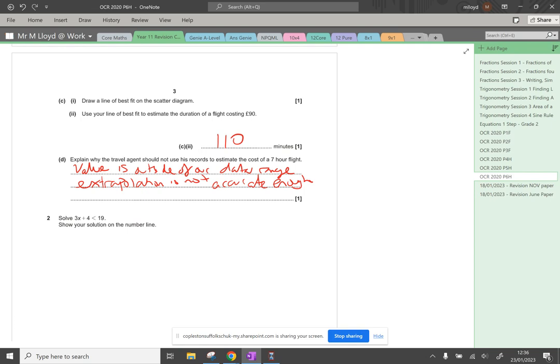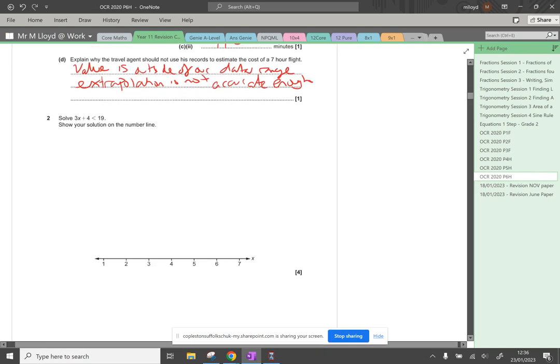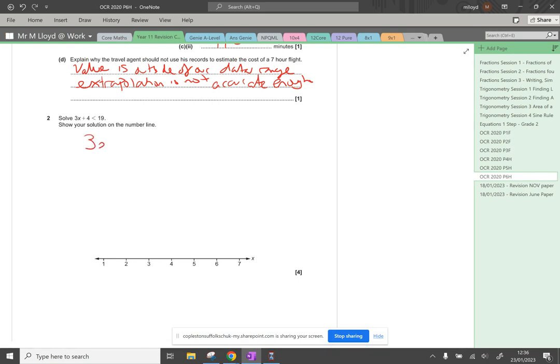Okay, great. Question 2. Solve 3x + 4 < 19. So we always treat these as if they're similar to an equation. We're going to subtract 4 from both sides, giving us 15. And then we're going to divide by 3. That gives us x < 5.